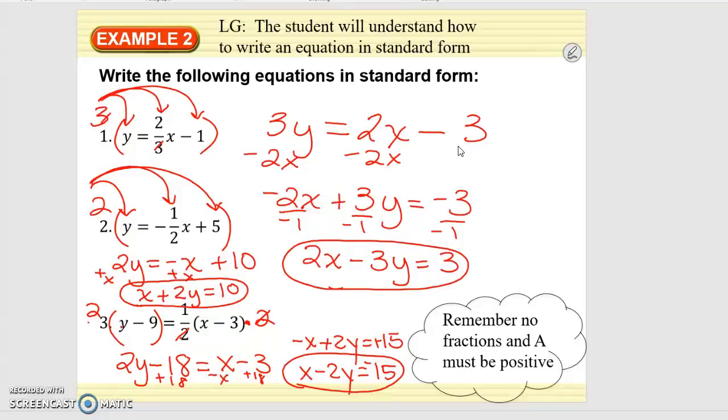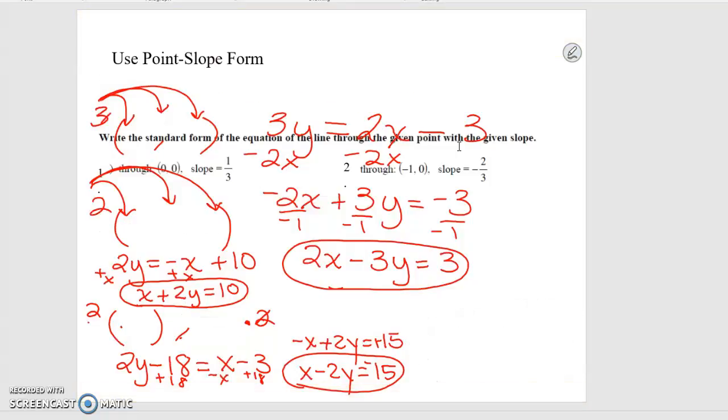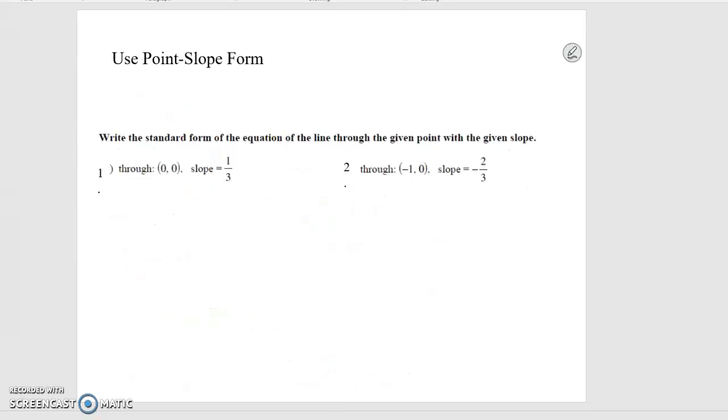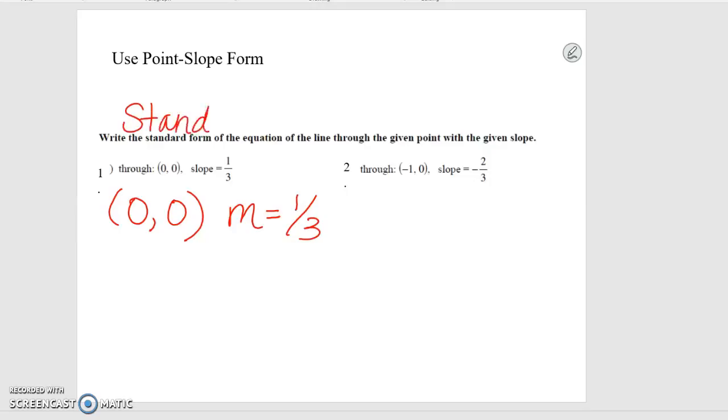Okay? All right, let's look at the next part of this, and then we're going to spend some time practicing at the end. Let you just kind of practice these skills. All right, so I'm sorry that's a little tiny. This is writing standard form, and we're going to go through the point 0, 0, and we're going to have the slope of 1/3. So if you're taking notes on paper and not OneNote, standard form.